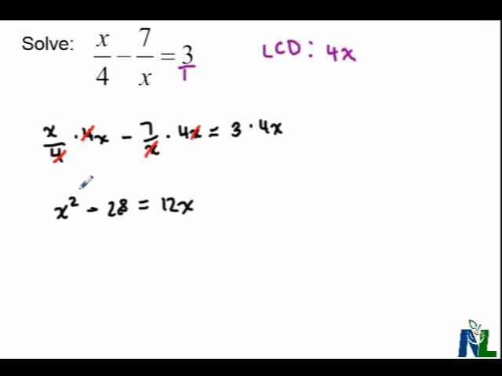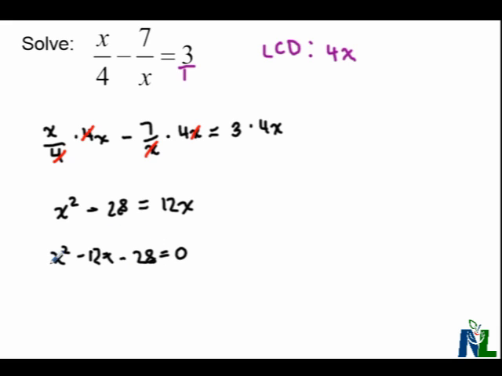So you see I have something that turned out to be quadratic here. So if I'm going to solve for x, we would like to have this equal to 0. So I'm going to say x squared, and I'm going to bring the 12x over and make that a subtract 12x. And I'm going to have minus 28 there as well. And that's equal to 0.